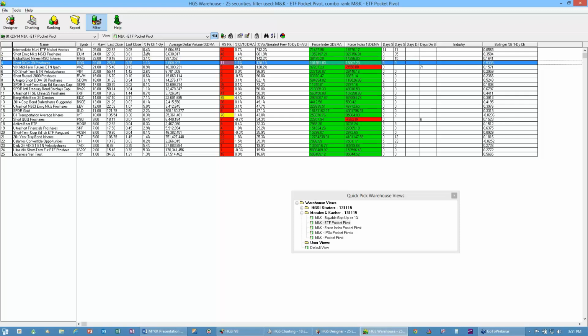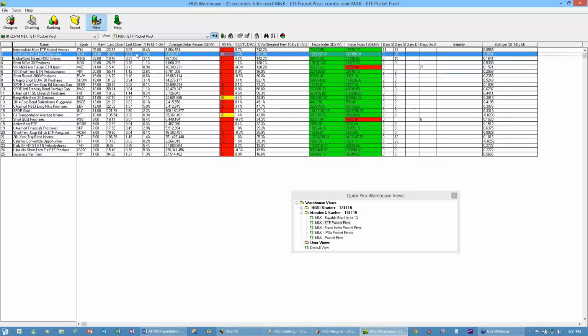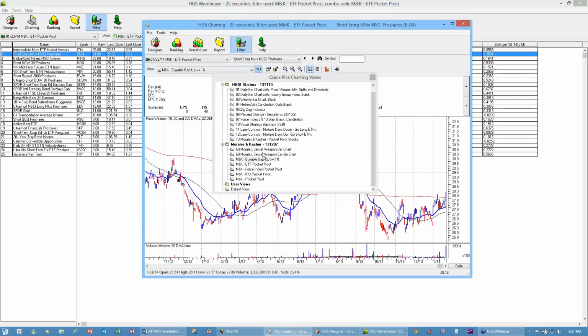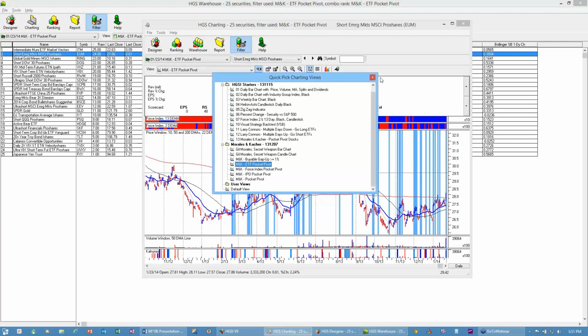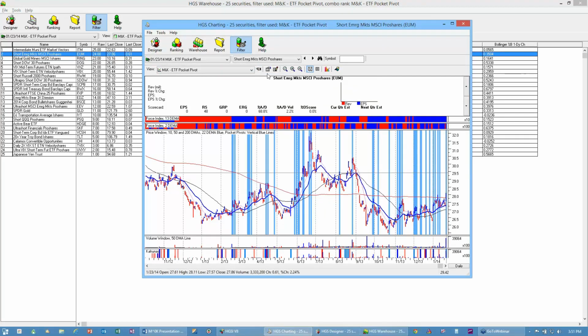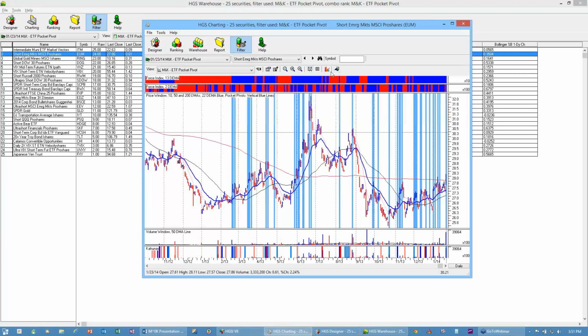And let's just go ahead and use this short emerging markets. And now I want to go to the corresponding chart. This would be the M&K ETF pocket pivot. Now remember, this is an inverse chart.